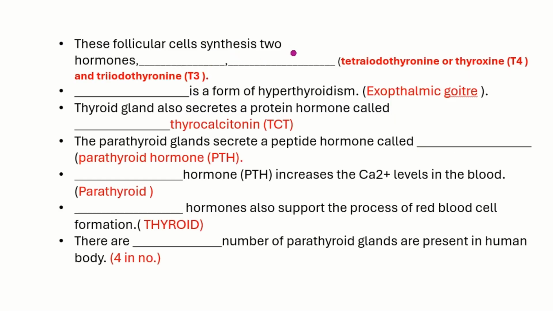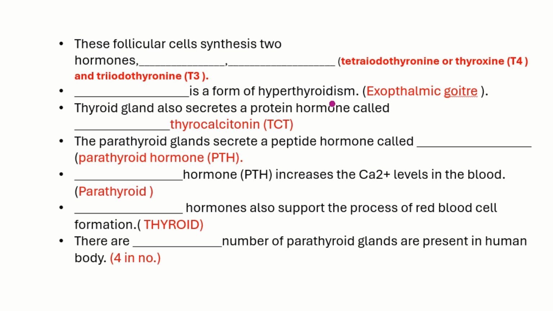These follicular cells synthesize two hormones. This is regarding thyroid. Okay, thyroid follicles. So what are those? It is tetraiodothyronine or thyroxine, and triiodothyronine or T3. Okay, dash is the form of hyperthyroidism.